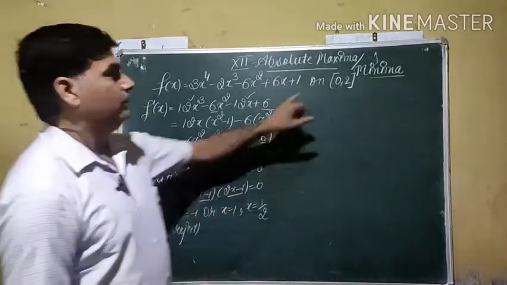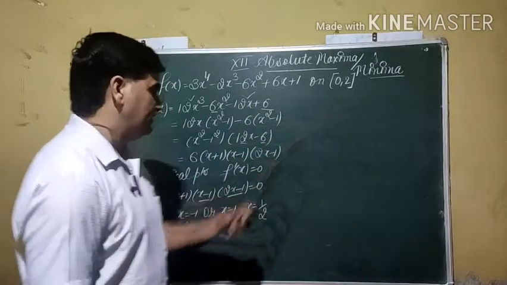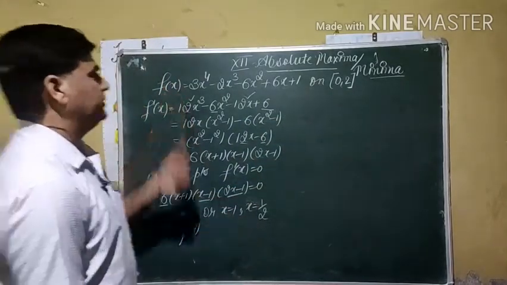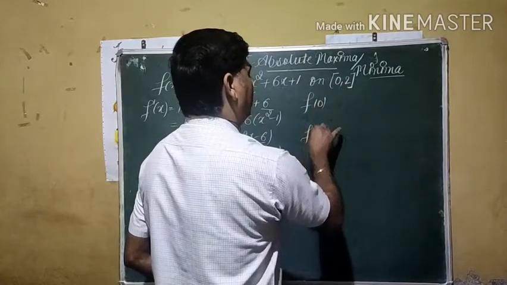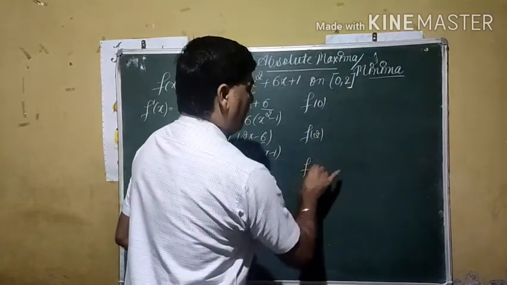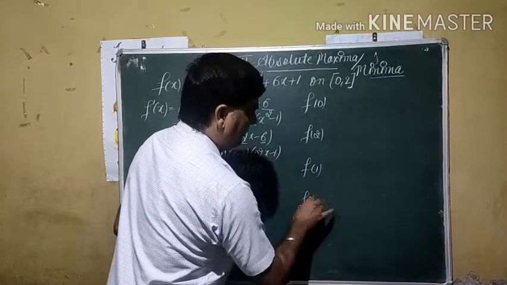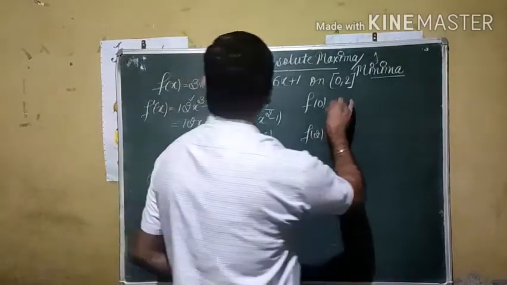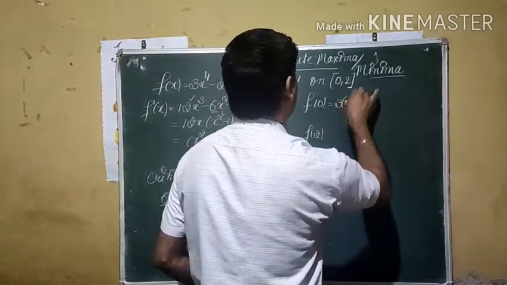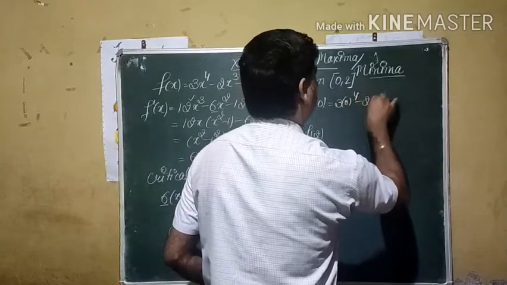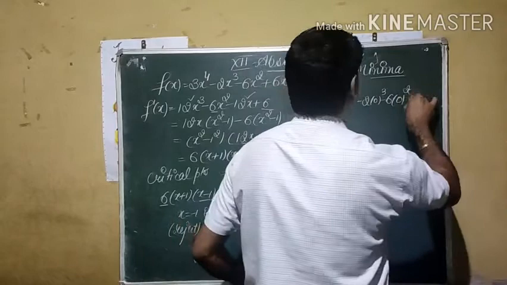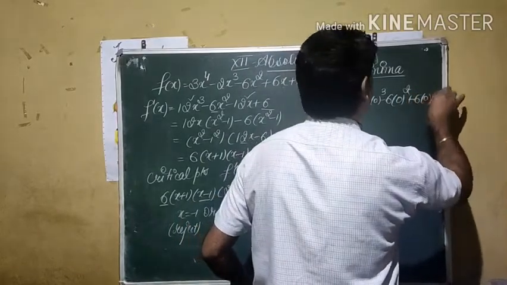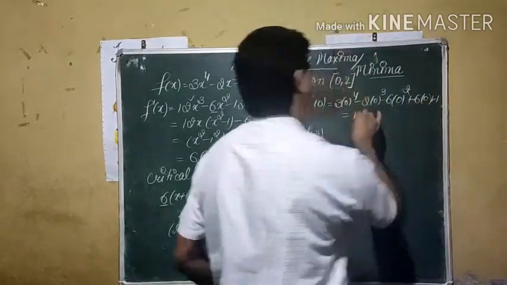Now we put the values of the endpoints and the critical points in the original function. That means we have to find f of 0, f of 2, f of 1 and f of 1 by 2. f of 0 becomes 3 times 0 raised to power 4, minus 2 times 0 cubed, minus 6 times 0 squared, plus 6 times 0, plus 1, and the final answer is 1.